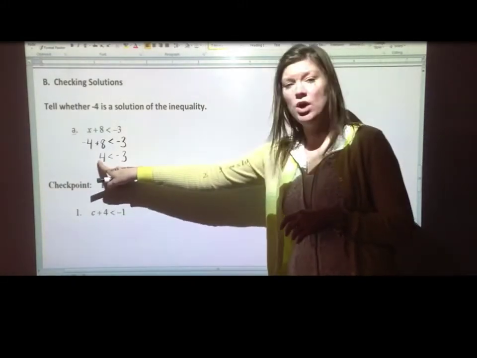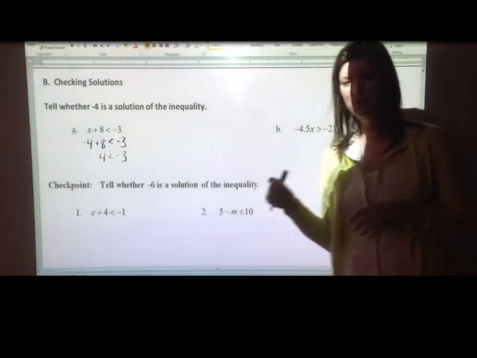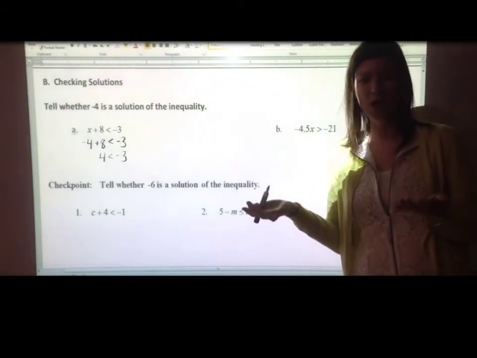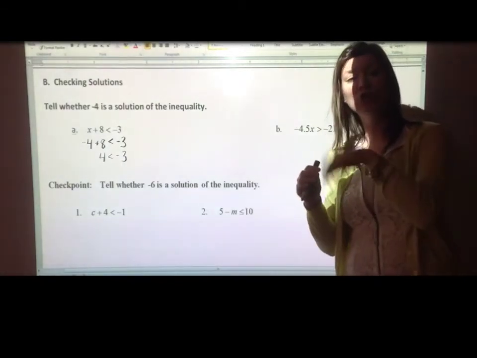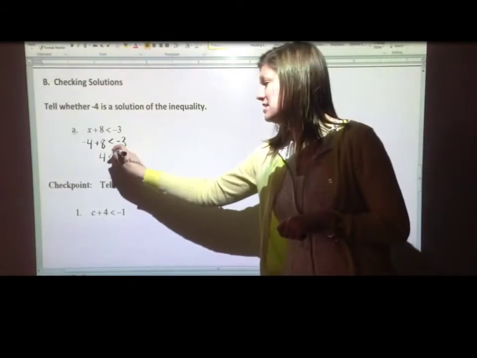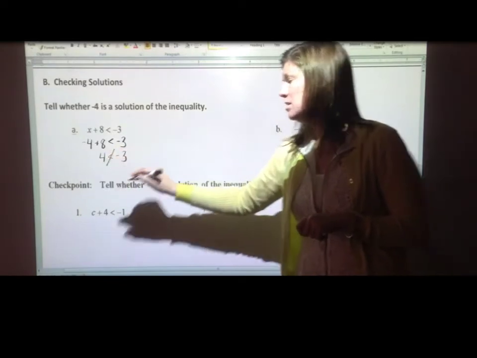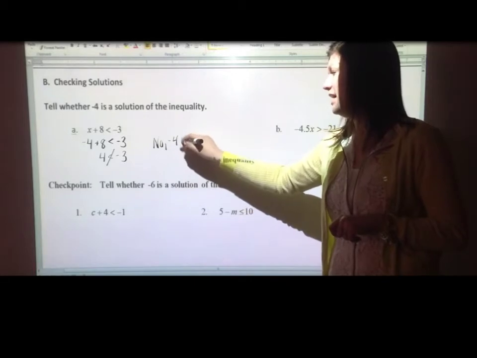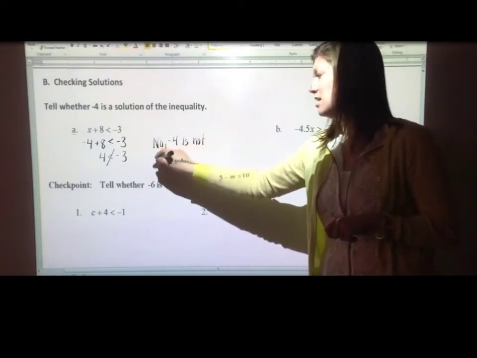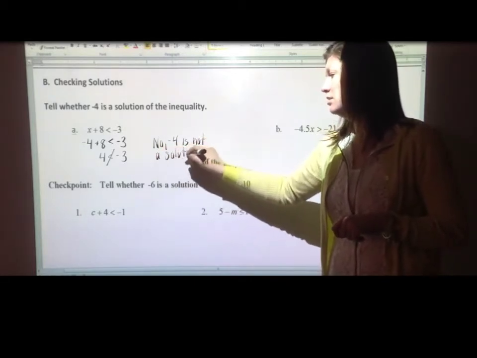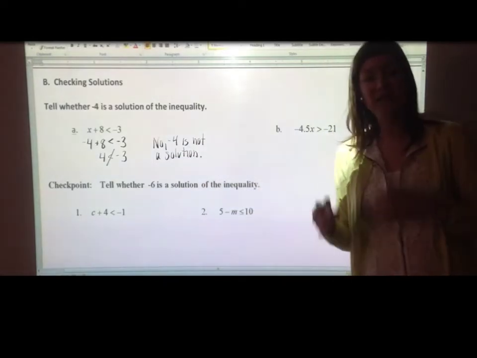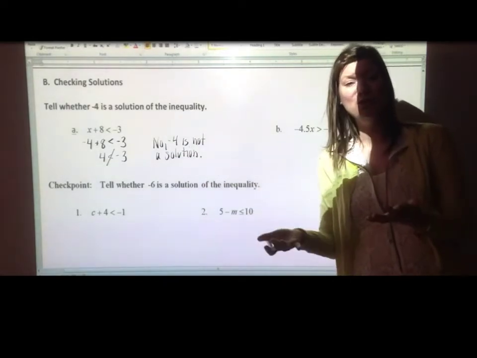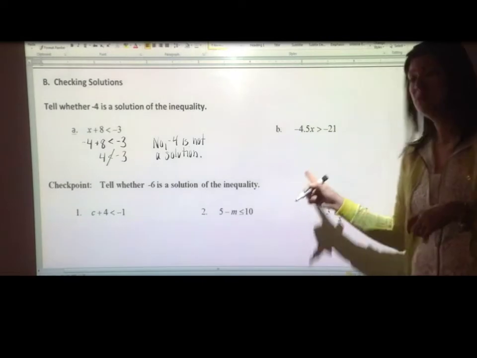So is 4 less than -3? And hopefully you're saying no, 4 is actually greater than -3. So this is not true. So we can say no, -4 is not a solution for this inequality because it didn't make the inequality true in the end after simplification. We're going to do B.